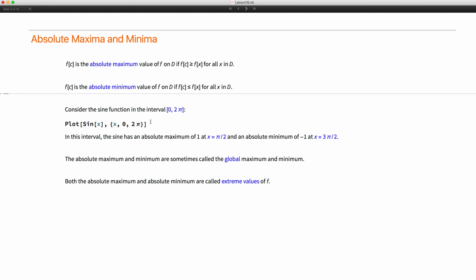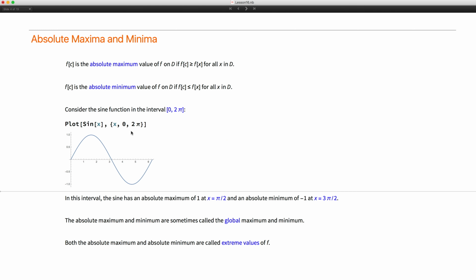For example, if you take the sine function, clearly its maximum is over here at pi over 2, where it's got value 1, and its minimum at 3 pi over 2, where it's got the value negative 1. Another term used for absolute maxima and minima is global maxima and minima. So when they say absolute, they mean the same thing as global. Together, these maxima and minima are sometimes called the extreme values of the function.